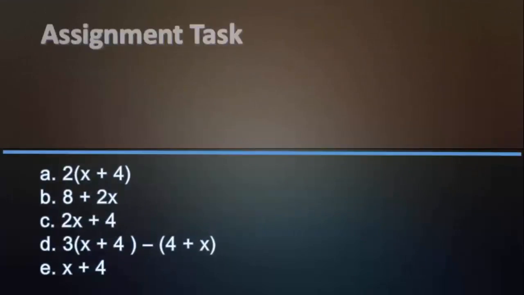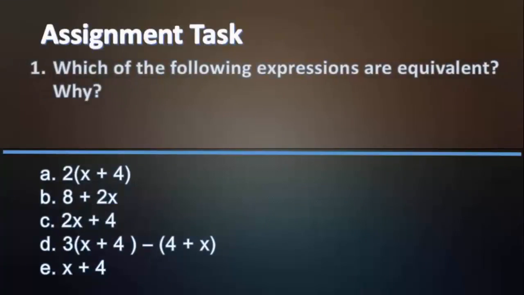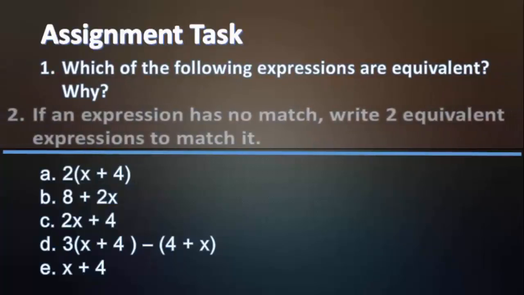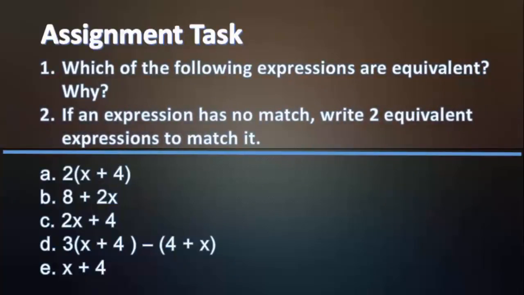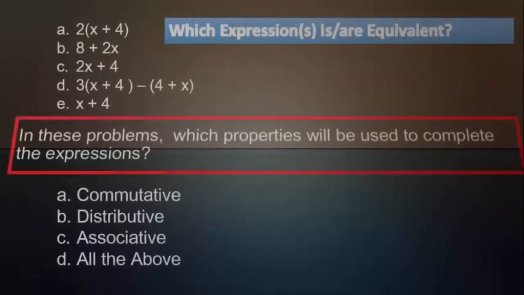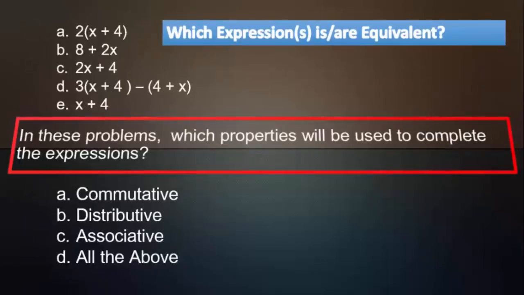Assignment tasks. Number 1: Which of the following expressions are equivalent and why? Number 2: If an expression has no match, write two equivalent expressions to match it. There are 5 expressions below, A through E. By the end of this presentation, you should be able to explain which expression or expressions are equivalent. Also, you should be able to tell in which of these problems which property was used to complete the expression.